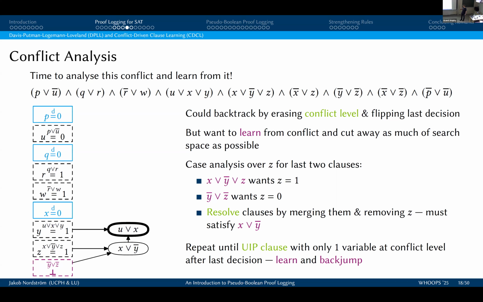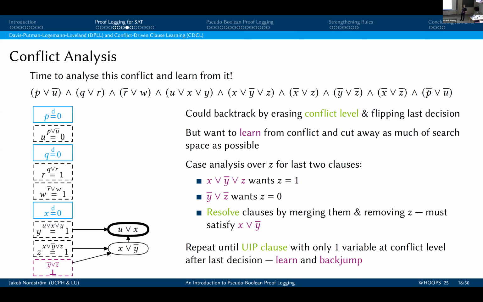Now I can repeat this again. I can look at this new clause, which wants Y to be false. This reason clause here wanted Y to be true. Again, I can take their union and just remove Y. And I learned that U or X has to be true. In any assignment satisfying this formula, I have to set either U or X true.